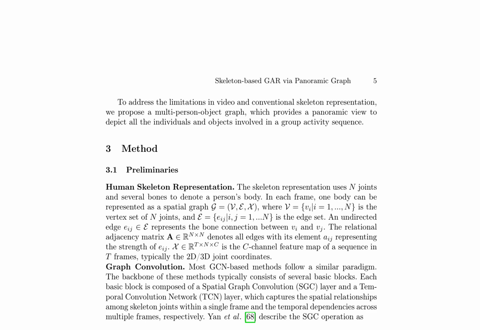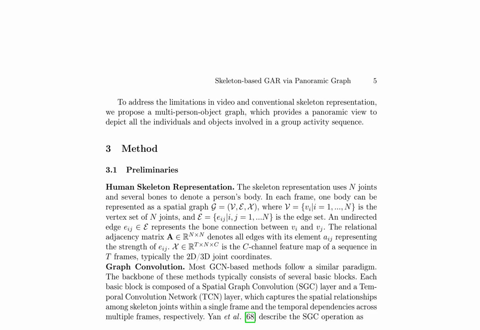This research proposes a novel approach to group activity recognition in videos, leveraging a multi-person object graph that integrates human and object information into a panoramic view. The authors introduce an undirected graph G, which includes end joints and several bones to represent a person's body, and incorporate object keypoints to form a human object graph.